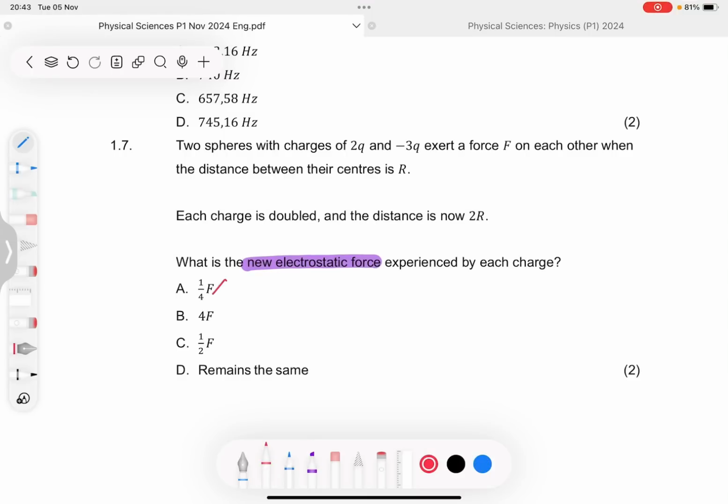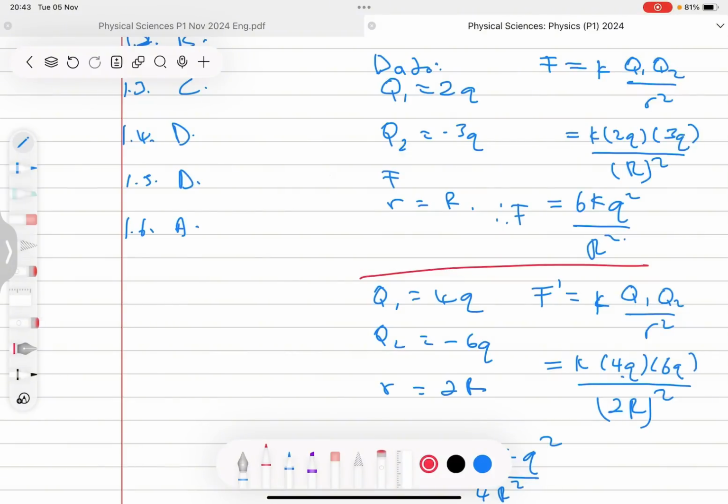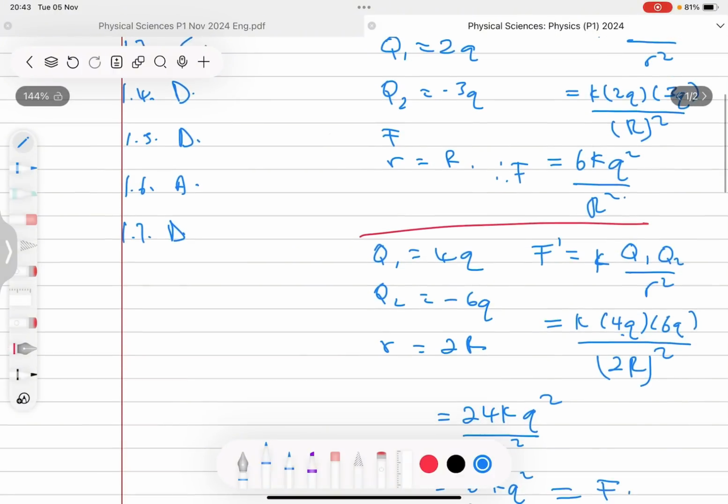So on our options, we can see that this cannot be true, this cannot be true. But in fact, if one says to me that the force remains the same, the new force will remain the same, that will be a good option for me. That is 1.7. We're still getting a D.